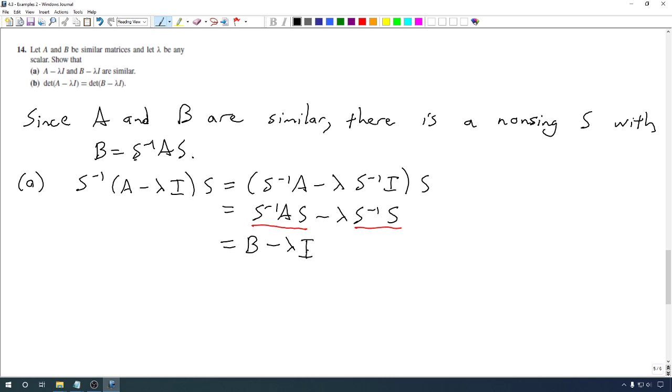So what do we've got here? We've got the fact that B minus lambda I is equal to S inverse times A minus lambda I times S. It worked out very nicely. So A minus lambda I and B minus lambda I are similar.